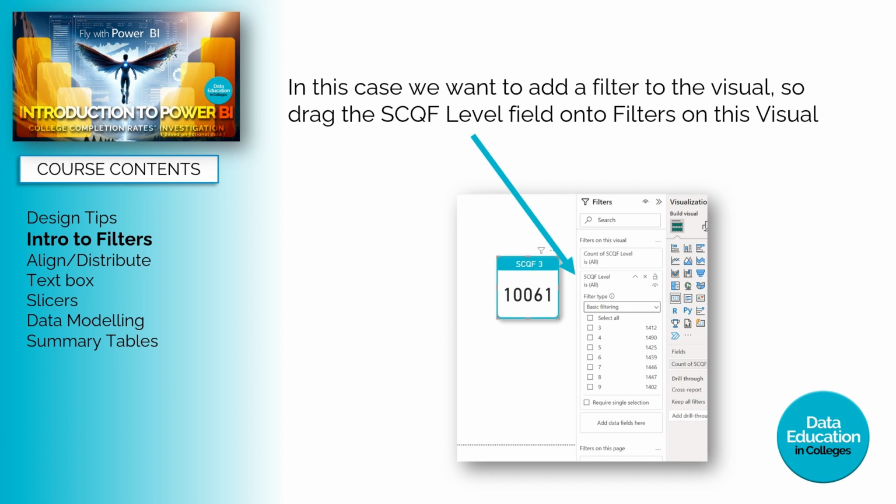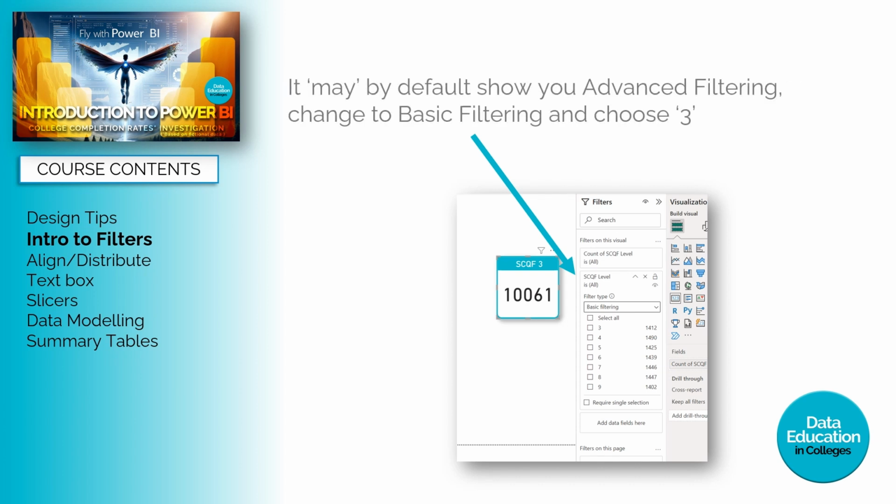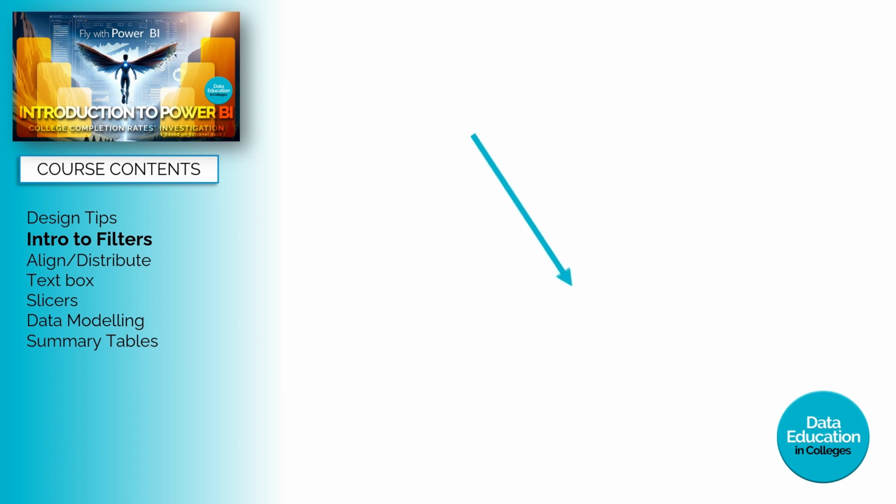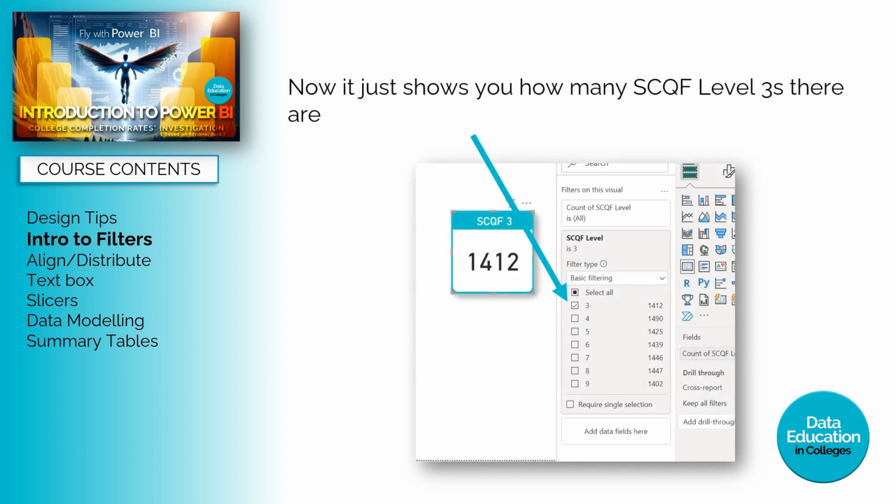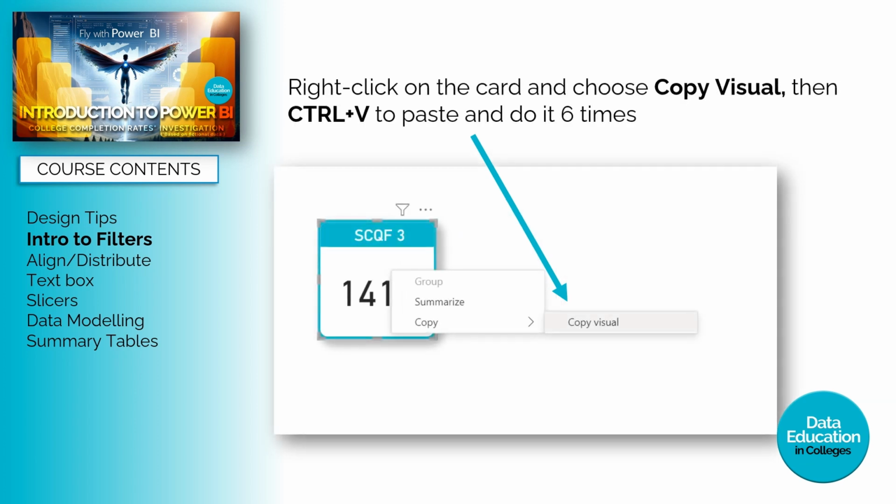It may show advanced filtering by default. Change to basic and choose 3. So now your card just shows you how many SCQF3 levels there are. Now right click on the card, choose copy visual, then Control V to paste and do that 6 times. So we've got a total of 7 of these, 1 for each level.